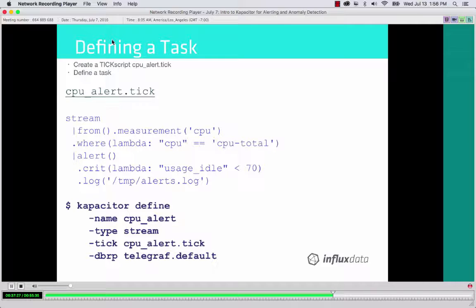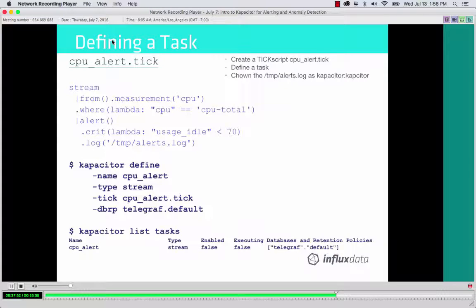And then finally, I tell it what things it's allowed to stream from in that dbrp. So I'm telling the task what it has available in its scope. So this can never pull anything that's not in telegraf.default. It'll only ever pull data from there. So this allows me to define my task.